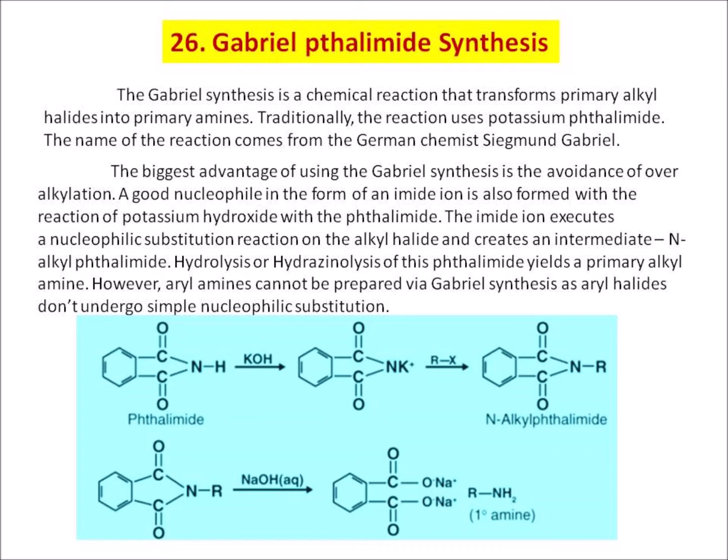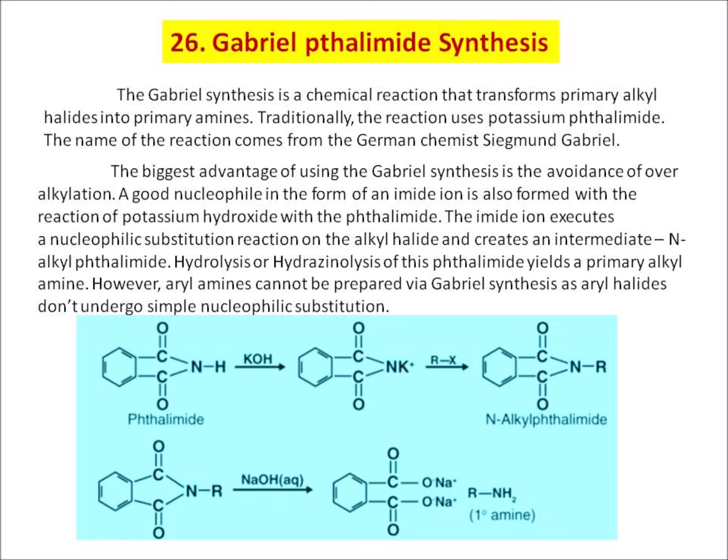The imide ion executes a nucleophilic substitution reaction on the alkyl halide and creates an intermediate N-alkyl phthalimide. Hydrolysis or hydrazinolysis of this phthalimide yields a primary alkyl amine. However, aryl amines cannot be prepared via Gabriel synthesis. Aryl halides do not undergo simple nucleophilic substitution.